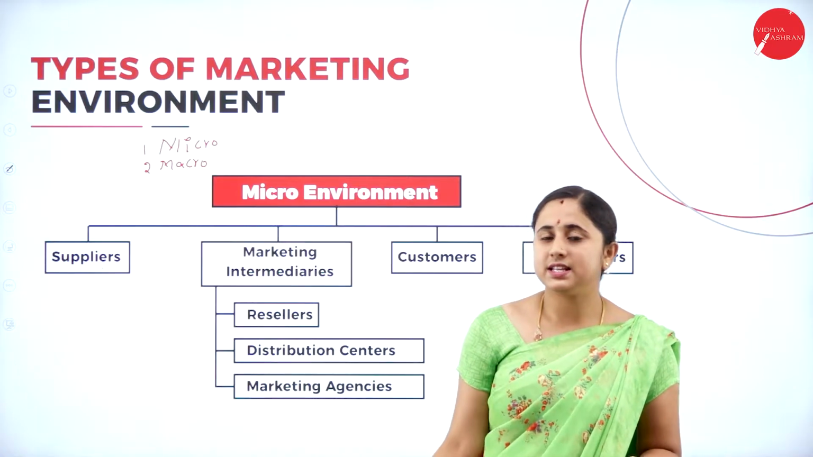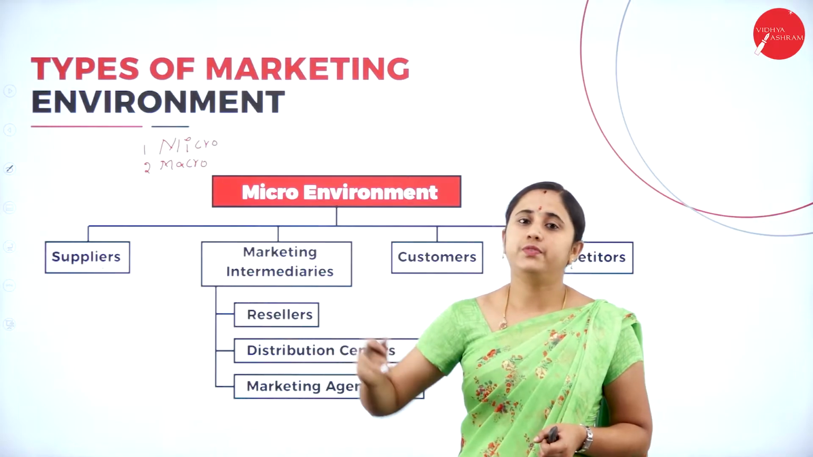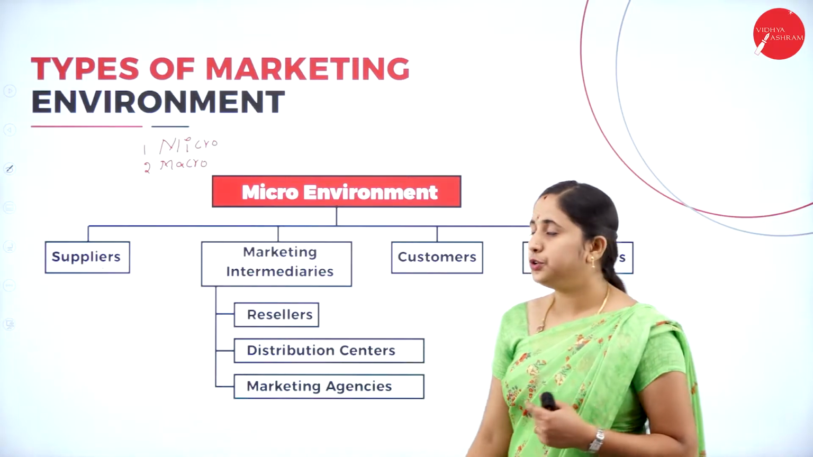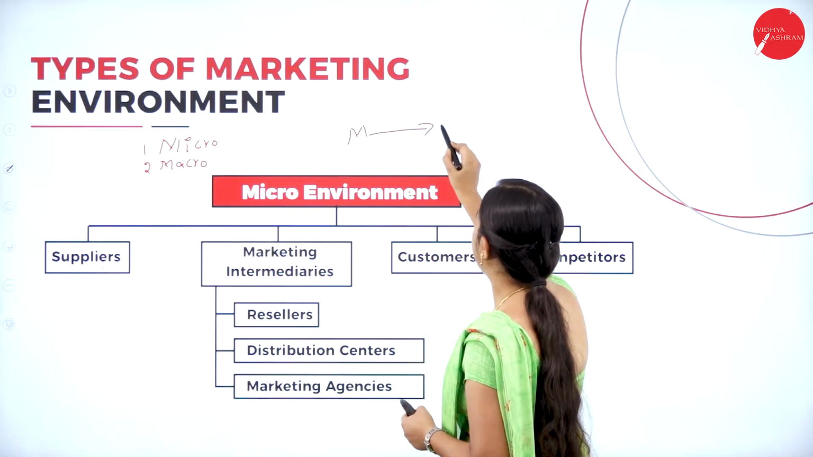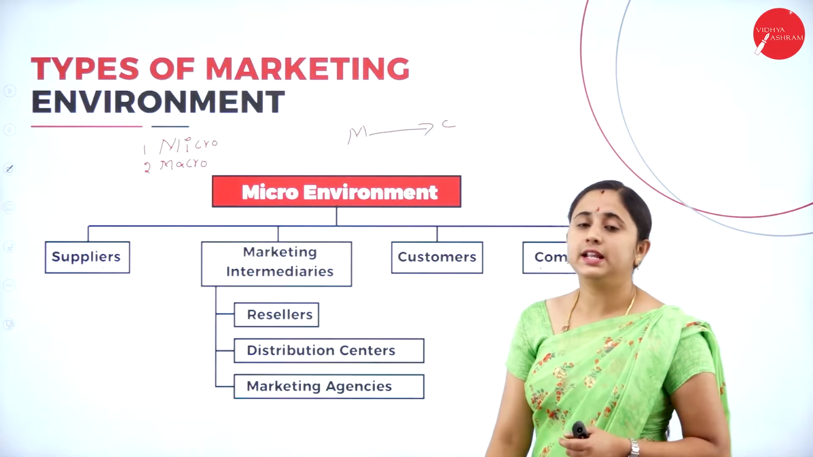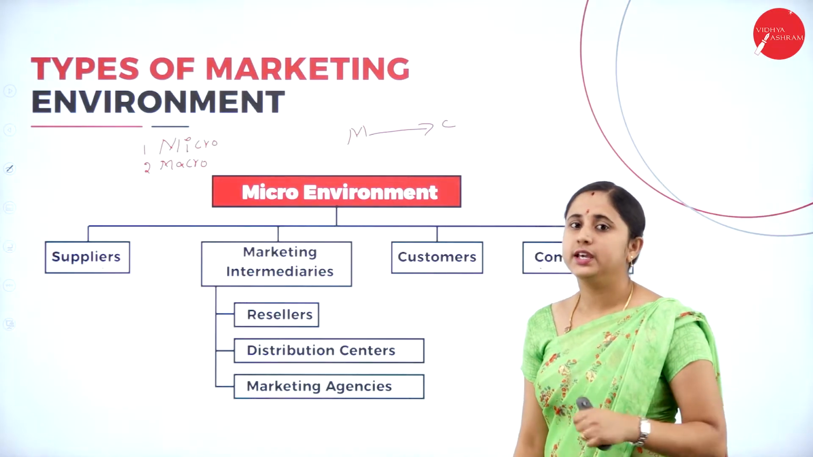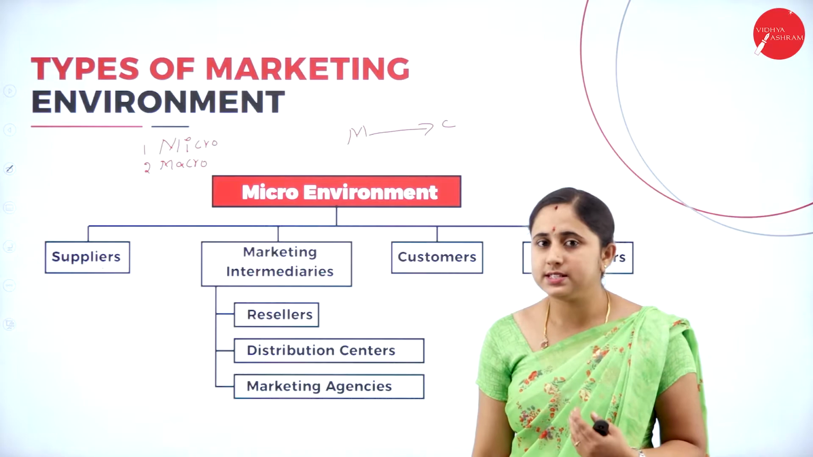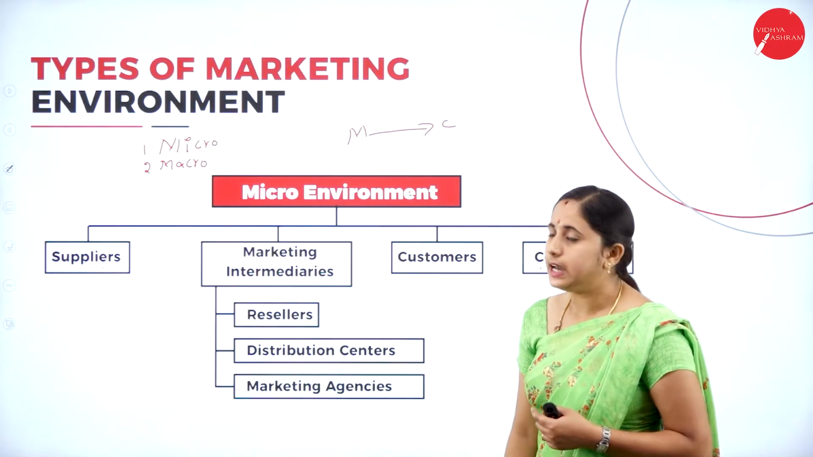Next, marketing intermediaries. Marketing intermediaries are required in order to reach the manufactured goods to the final consumers. So in order to reach the goods from the manufacturer to the final consumer, marketing intermediaries are required. They play an important role in reaching the goods from the manufacturer to the final consumers.